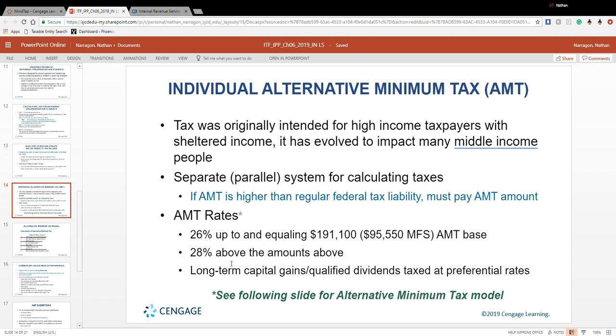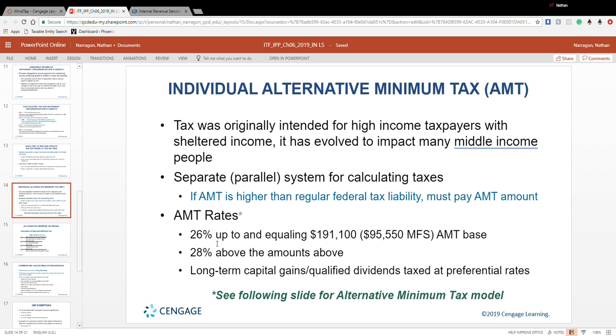So the alternative minimum tax rates that we end up getting, and this has been the latest. Again, take all the rates as things that can possibly change, so always stay up to date with all these rates. Right now, 26% up to and equaling 191,100, or 95,550 for married filing separate.